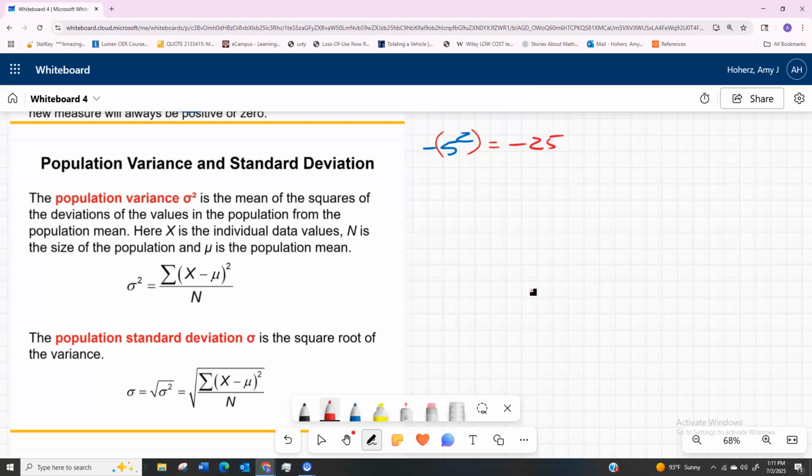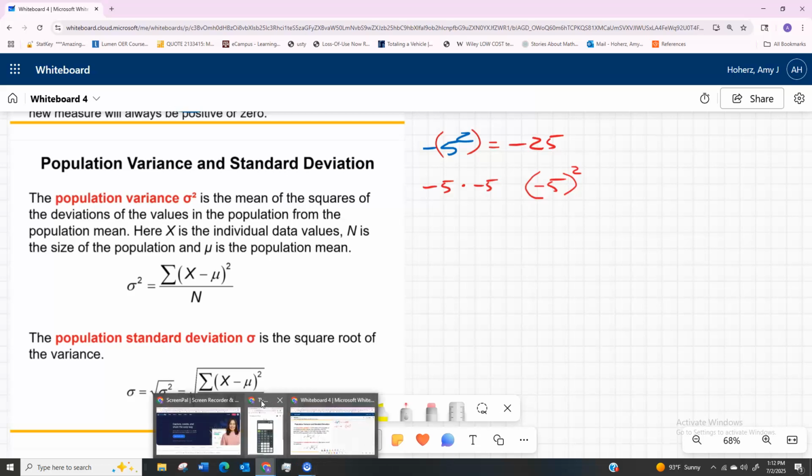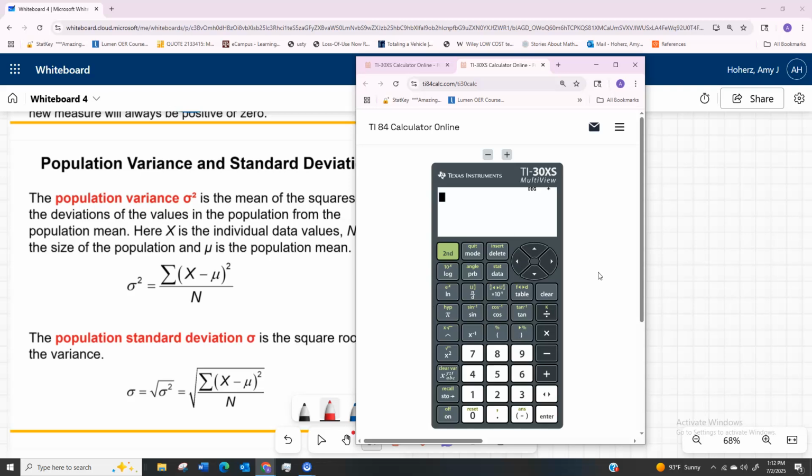When we say we want to square negative 5, what we mean is we want to take negative 5 times negative 5. And if we want to do that, then on your calculator, you're going to need to do a parentheses, negative 5, and then a square. So let me pull up this little calculator emulator that I have on my computer. This is like a Texas Instruments handheld calculator.